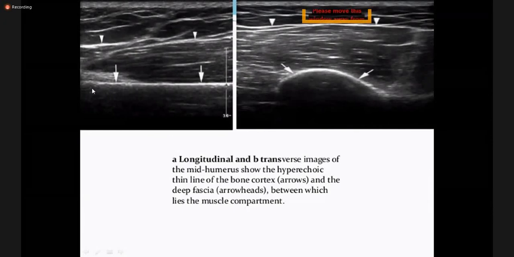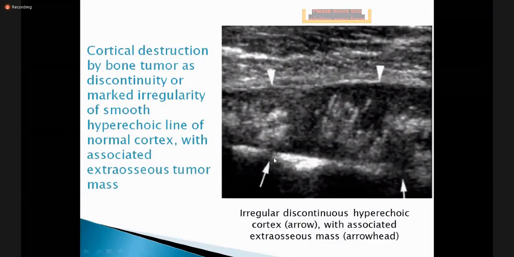This is the normal ultrasound, which shows the bony cortex. These arrows show the bony cortex. And this is the deep fascia, and these are the dermis and subcutaneous tissue. These are the muscles, which are going obliquely and longitudinally. So this is the bone cortex, which is irregular, and there is a soft tissue component. There is cortical destruction with a soft tissue component. So this is an aggressive lesion with a soft tissue component.